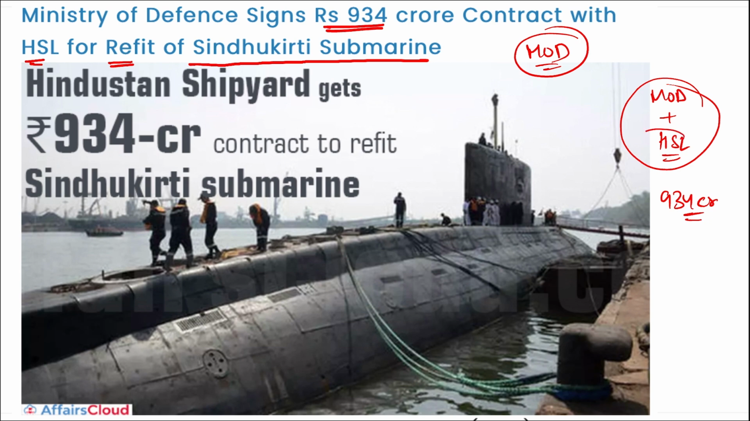Where is this Hindustan Shipyards Limited located? It is in Visakhapatnam, Andhra Pradesh. The main aim is to enhance the submarine's operational capability and extend its operational life. If we talk about INS Sindhu Kriti, it is also known by the name S61 submarine, and it is the 7th Sindhughosh class diesel electric submarine of the Indian Navy, and it is the 3rd Kilo class diesel electric submarine of India. Where was this built?